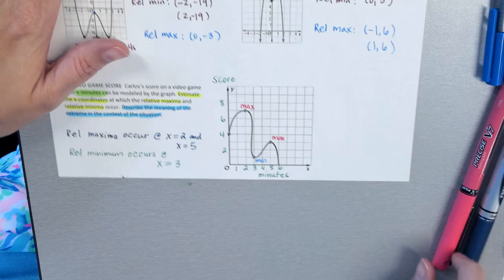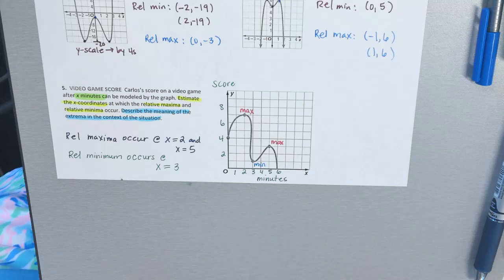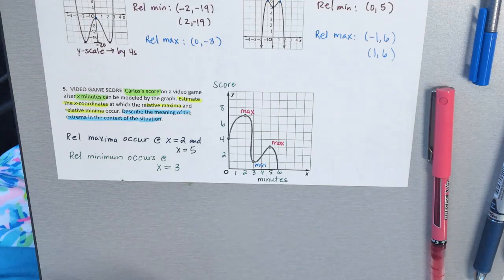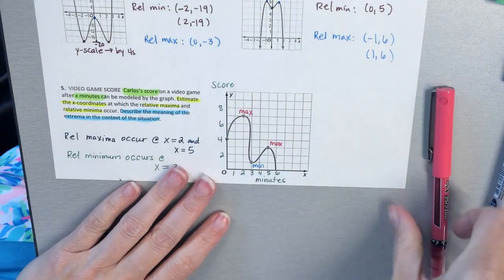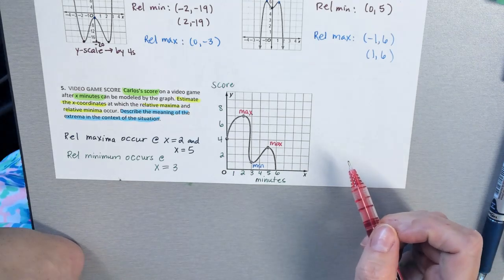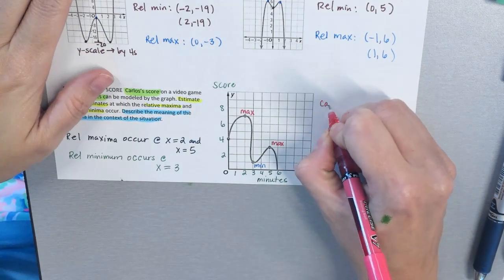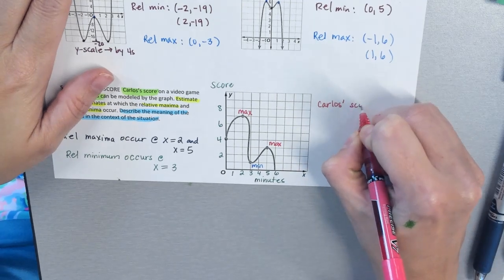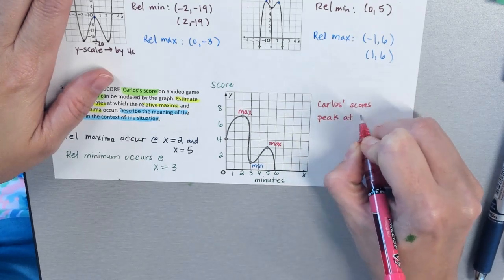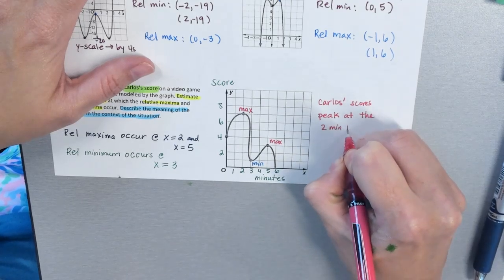Okay, and then we also need to describe the meaning. So what does this mean in the situation? Okay, so remember, this is about Carlos's score. So what's happening at these max places? Yeah, his score is higher, right? And then at the min, his score is lower. So we're just going to say that Carlos's scores peak at the 2-minute and 5-minute mark.